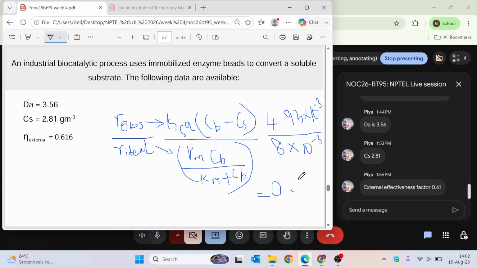Right. So external effectiveness factor is a ratio of the observed rate and the ideal rate. You have to know the formula to find out the observed and the ideal rate. Then you can easily substitute and get the value. This was the third part of the problem. So instead of giving different problems, it's just one and making you solve for different factors. You have to calculate the internal Biot number.